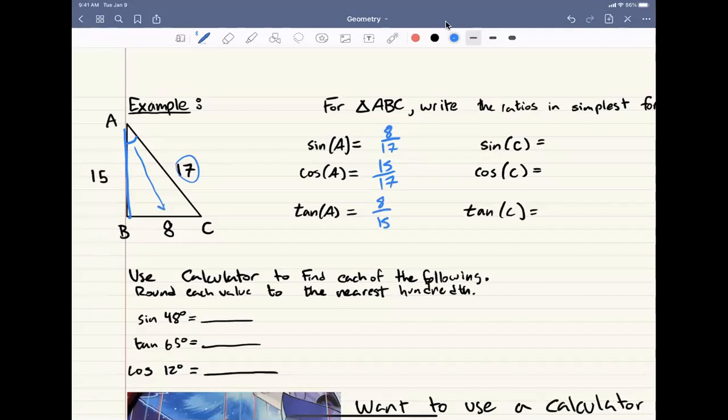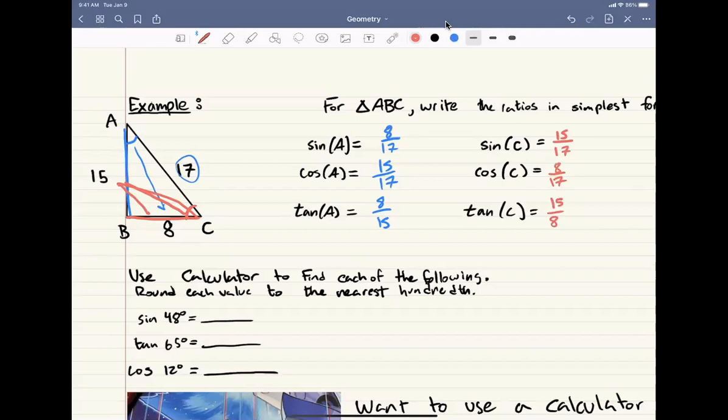Right? Now, if you look at this one, we're talking about angle C now. Angle C, we're looking for sine. Sine is opposite, which is 15, over the hypotenuse, which is 17. And you're gonna notice cosine of C, that's the adjacent over the hypotenuse, so 8 over 17. And then tangent of C is gonna be opposite over adjacent, which is 15 over 8. All right, and that's going to be our answer.